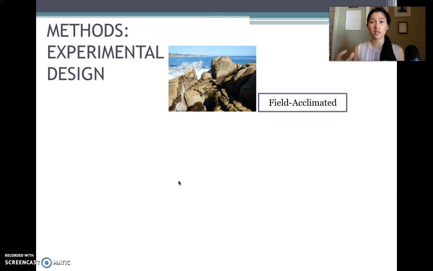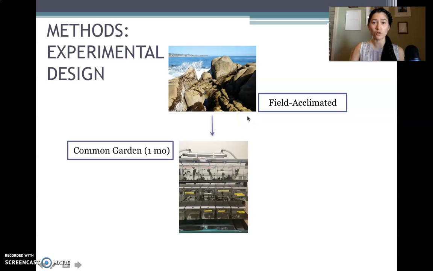So for the experimental design, the data that we're working with today has been produced from this experimental design, which is a little bit complicated, so bear with me. It took me a while to actually understand what we were doing. So one group of mussels was taken directly from the field. We're calling them the field acclimated group.